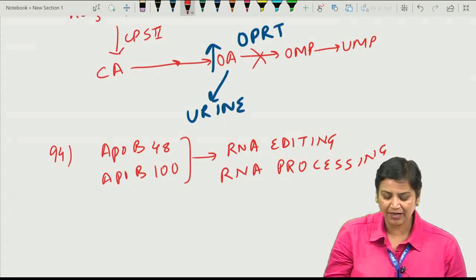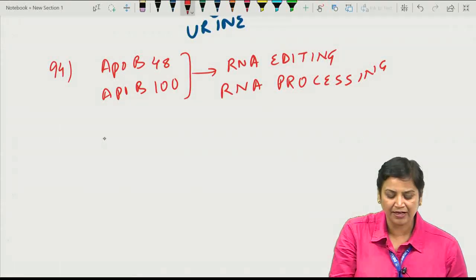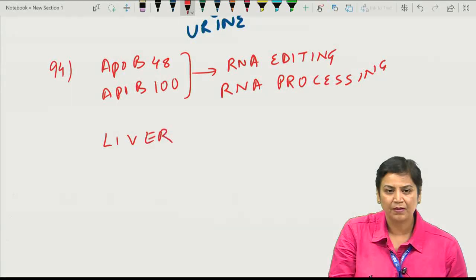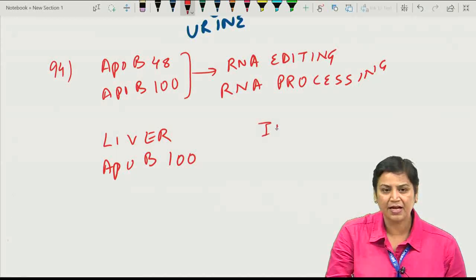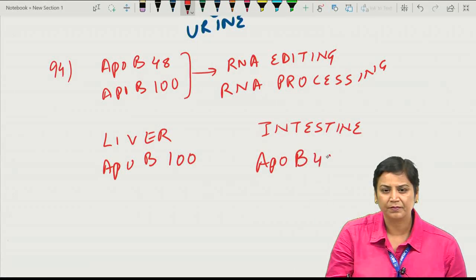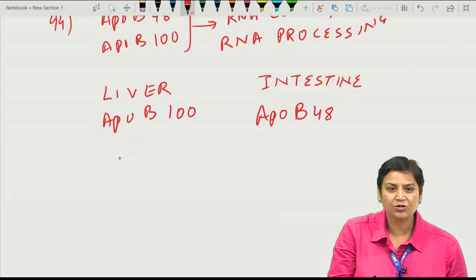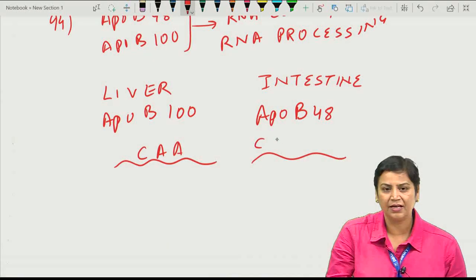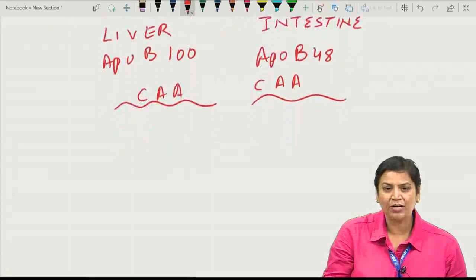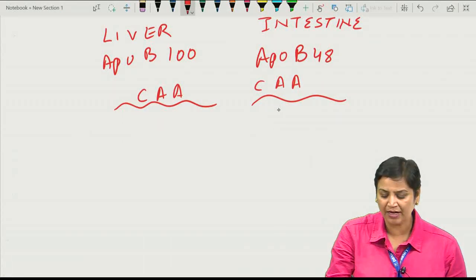Now basically what is happening is the synthesis of ApoB100 takes place in the liver, and in the intestine, ApoB48. It is being synthesized in a normal process, but it is coded by CAA. But here in ApoB48, this C is replaced by U.